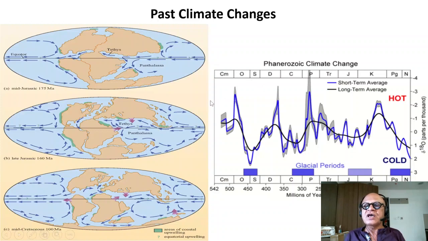So Phanerozoic climate change is seen here in terms of delta O18. Remember that delta O18 corresponds to colder and warmer periods depending on how depleted it is. So here is the scale of that. There are cold glacial periods marked with these depletions of delta O18 in parts per thousand, and of course warm periods like the Cretaceous hothouse and so on.